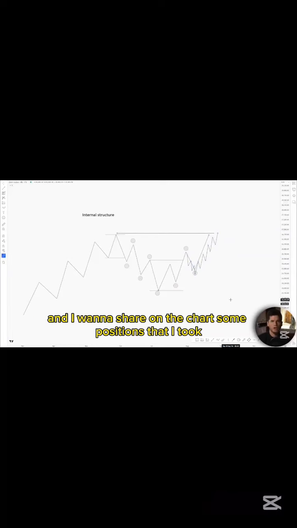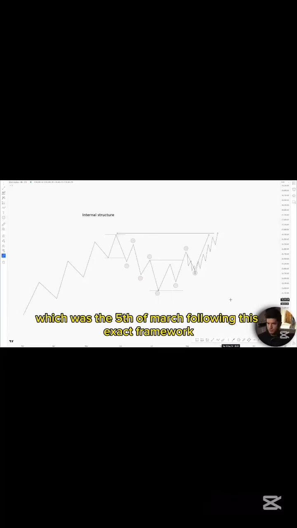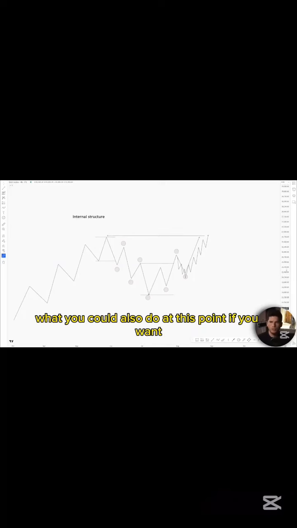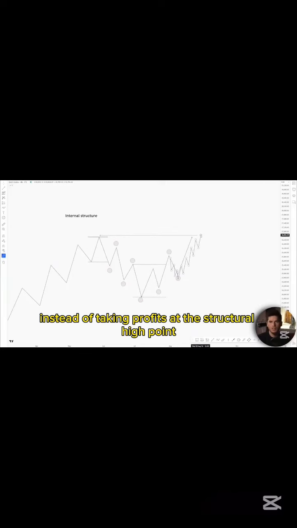And I'm going to share on the chart some positions that I took literally yesterday, which was the 5th of March, following this exact framework. What you could also do at this point, which is just solid trade management, instead of taking profits at the structural high point, you could trail your stop and continue that trade.